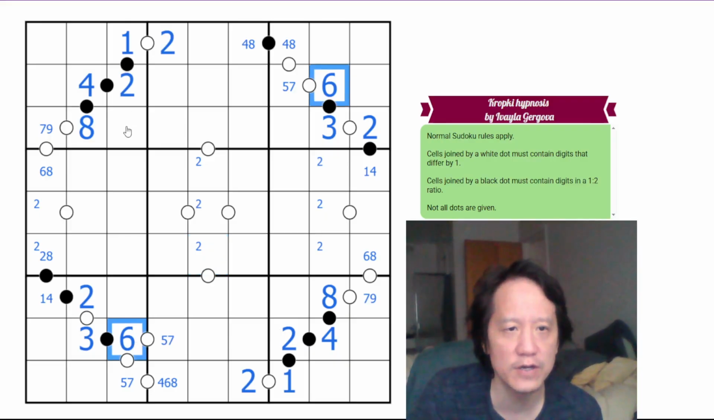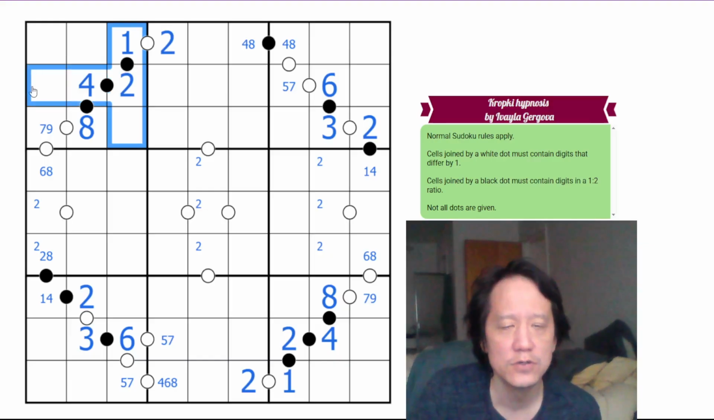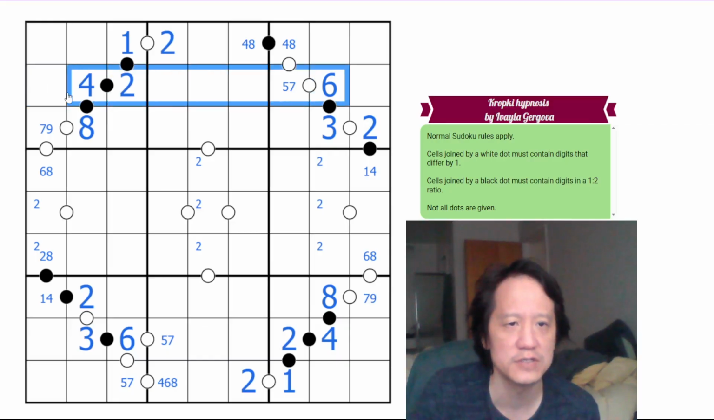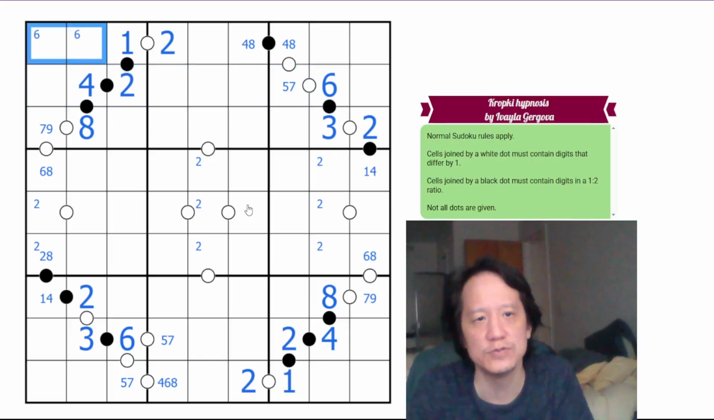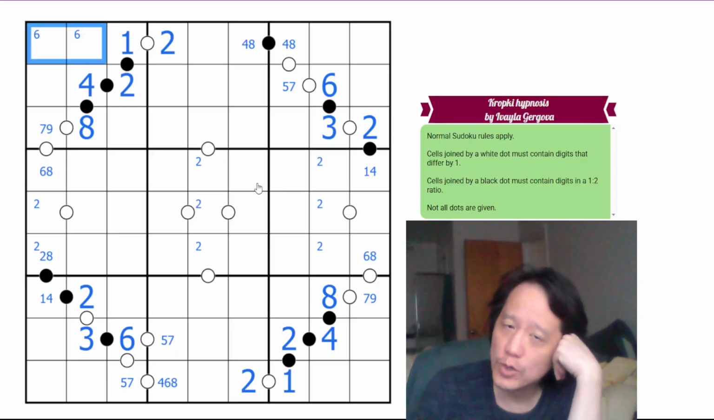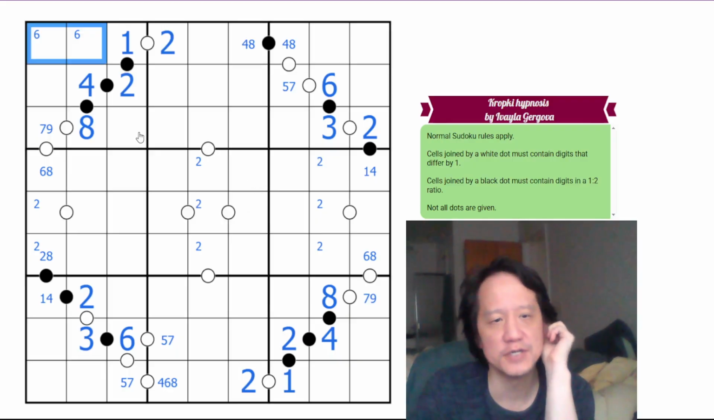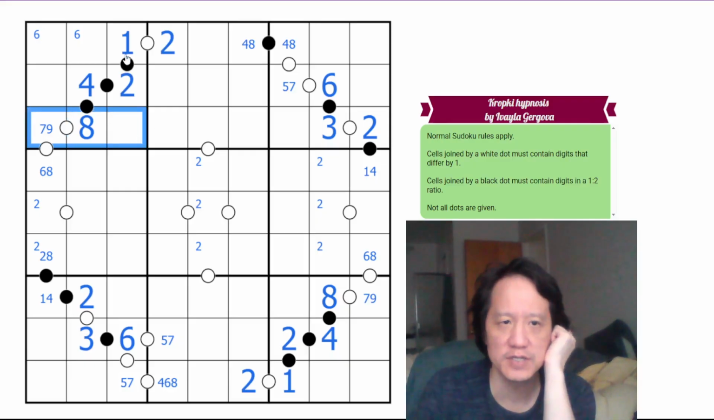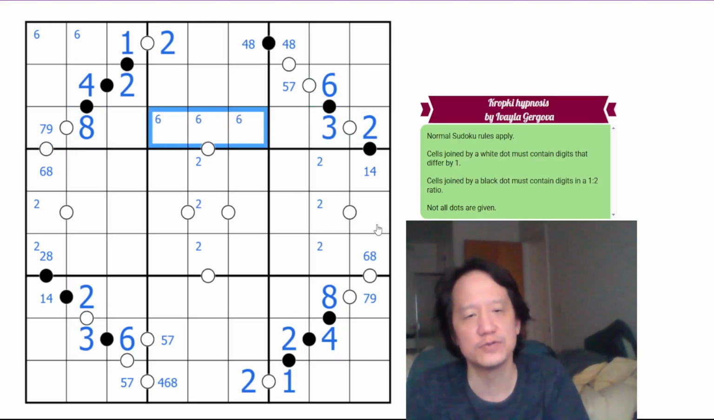Okay, do we have any other information? Where is 6 in this upper left-hand box? Can't be here because of the 6 in the column. Can't be here because of the 6 in the row, so it must be one of these 2 digits. Well, that means where is 6 in row 3? Cannot be here because of the 6 in the box, so one of these digits must be a 6. Can't be here because of the 6 in the box, so it has to be one of those 3.